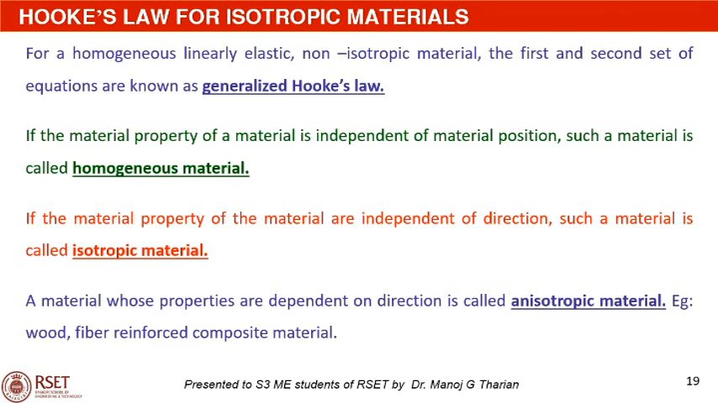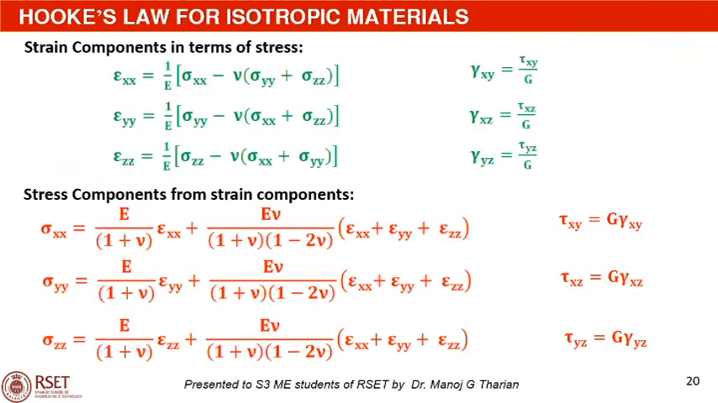In an anisotropic material, the material properties are dependent on the direction. Common examples we see for anisotropic material are wood and fiber reinforced composite material. The generalized Hooke's law shown in the previous two slides will get reduced as shown in this slide for a homogeneous isotropic material.